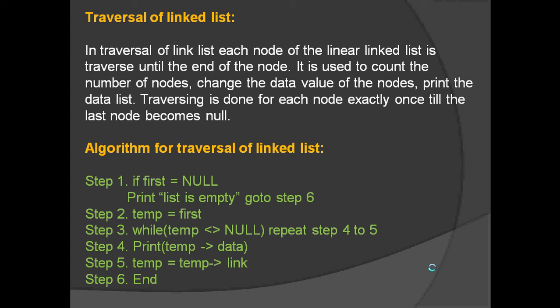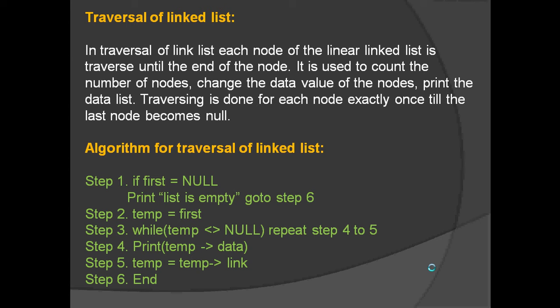In traversal of a linked list, each node of the linear linked list is traversed until the end of the list. So each of the nodes will be visited at least once. Traversal is used to count the number of nodes. You can also change the data value of the nodes using traversal and then print the data list. Traversal is done for each node exactly once, till the last node, where the link becomes null.